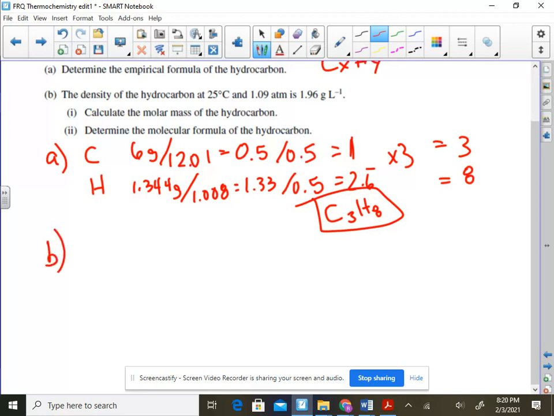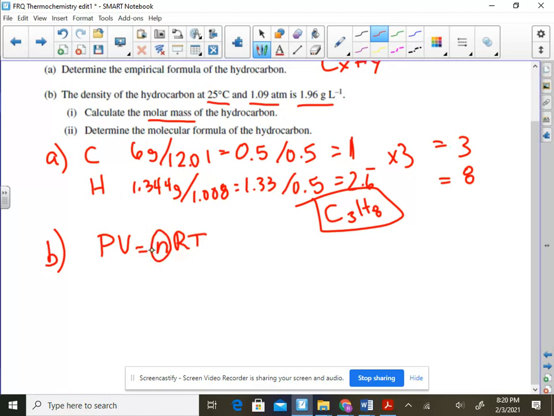Let's move on to B. So the molar mass of the hydrocarbon is what we want now. We have the empirical formula, but we don't know the molecular formula to find the molar mass. If we look at the information we're given, temperature, pressure, and density, this is starting to smell like a gas law problem. Since we don't have it changing temperatures or pressures, we want to go with PV=nRT. In fact, we want to get molar mass somehow in PV=nRT.